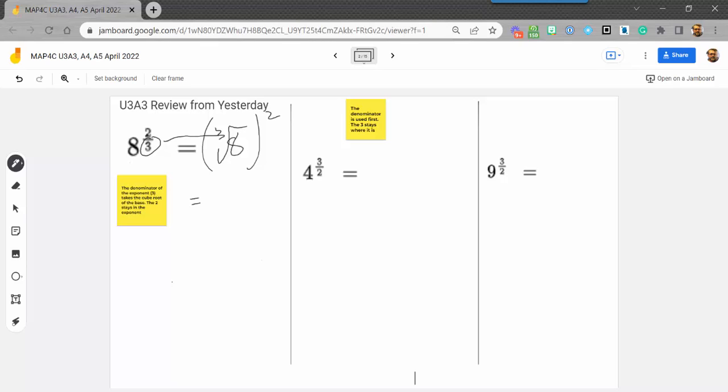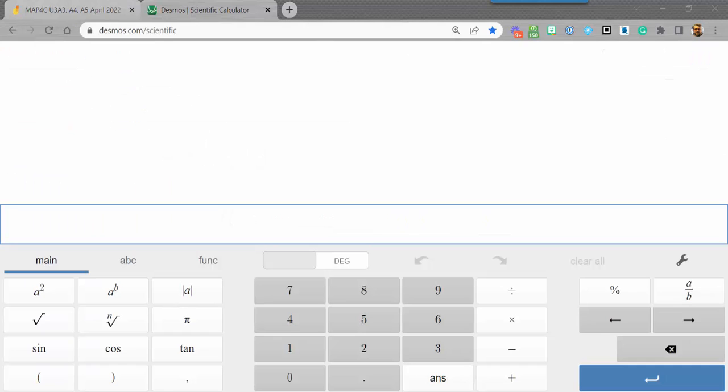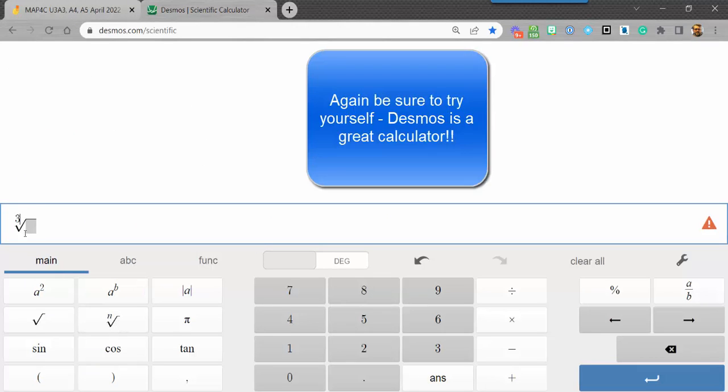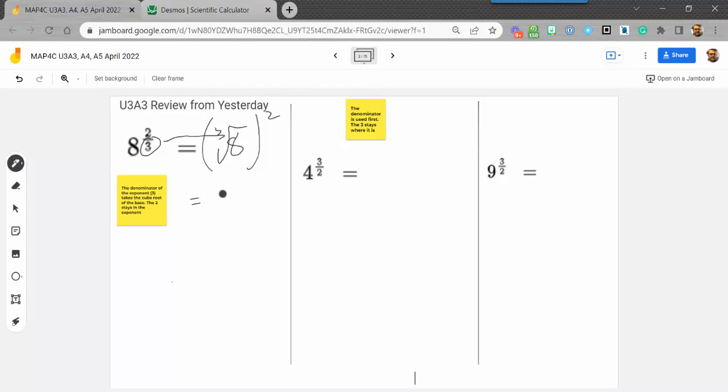The cube root of 8 means what number multiplied by itself 3 times is 8. We can use the Desmos calculator if you like. We're looking for the nth root. That lets me put the little 3 here of 8, and it gives me the answer of 2. So coming back here, the cube root of 8 is 2. I'm going to leave it in brackets, and it's still squared. And then we know 2 squared is equal to 4. I can do it in Desmos to get the final answer too.